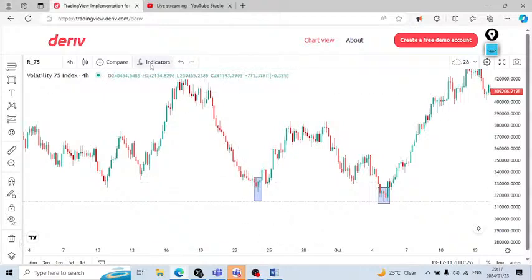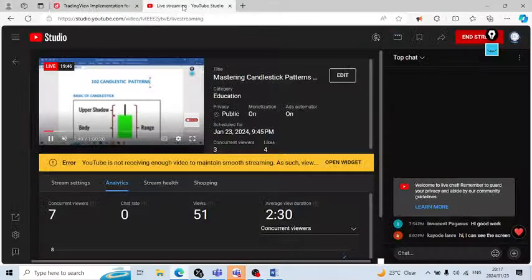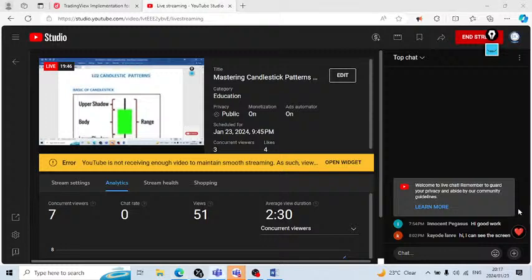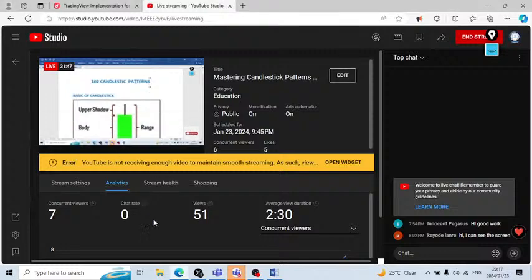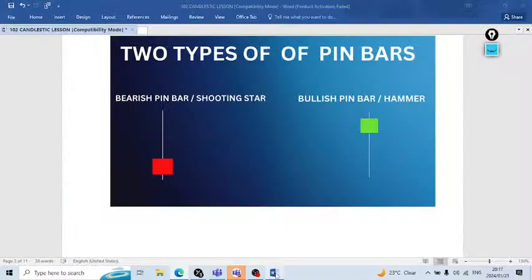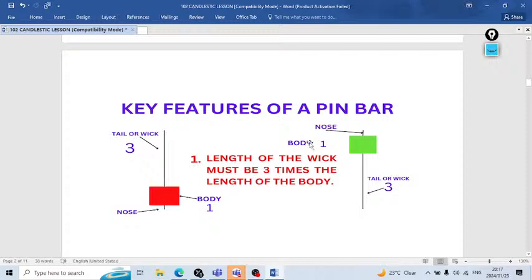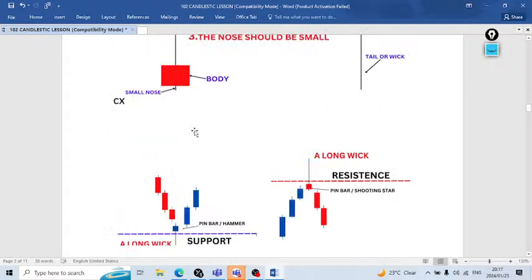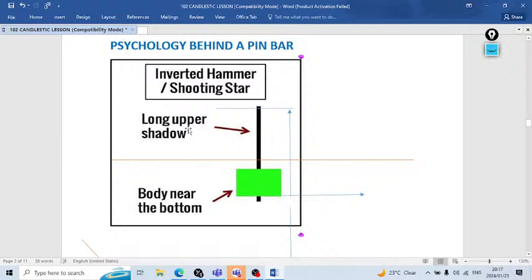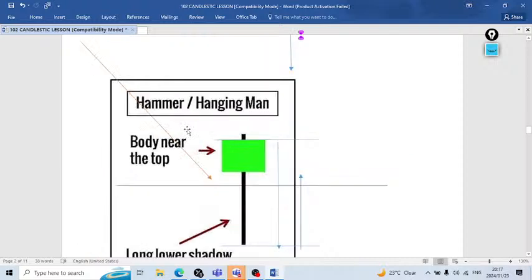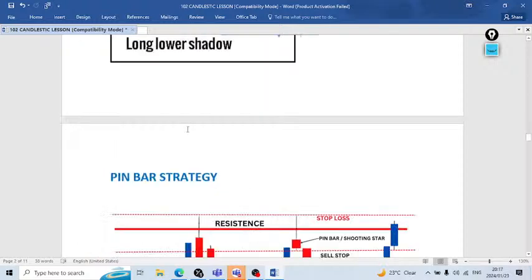Okay, it's fine. So let's just continue. So we've talked about the psychology behind the pin bar. With the way that I'm explaining, I'm afraid that I'm not going to be able to finish everything. We're done with this one. We talked about the psychology behind the pin bar. Then, okay, I was just explaining.